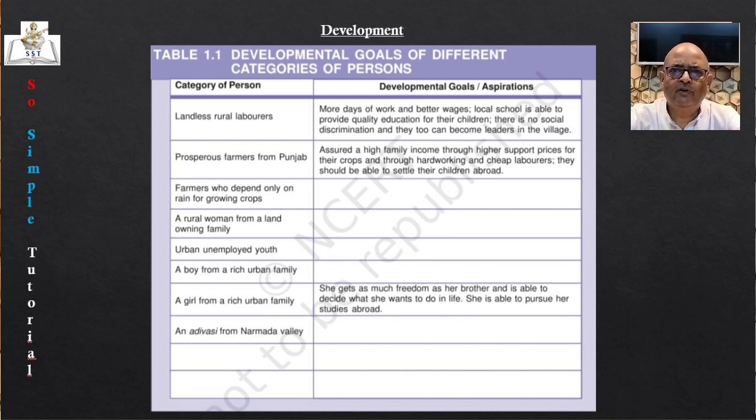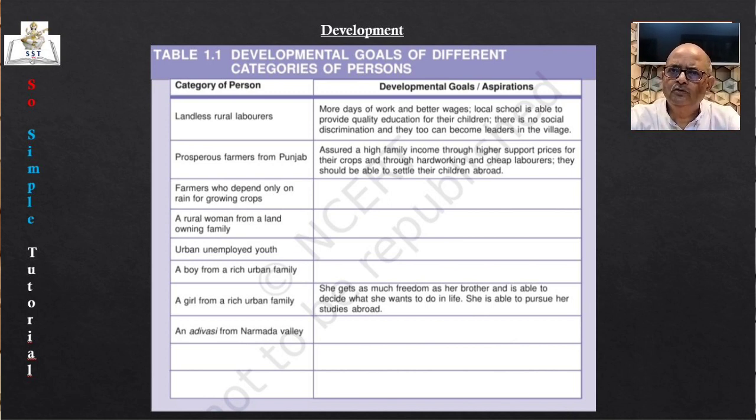Let us see the seventh one. A girl from a rich urban family. She wants to get as much freedom as her brother and is able to decide what she wants to do in life. She is able to pursue her studies abroad. Now you think and fill the rest of the blank spaces.